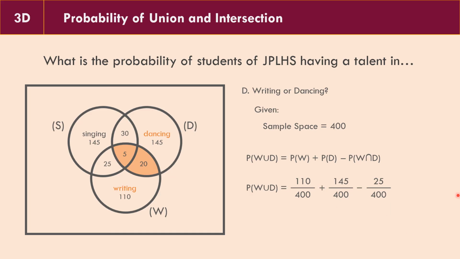So let us solve. 110 plus 145 minus 25, the answer is equal to 230. And copy the denominator, 400. And then the lowest term, tanggalin natin 0 para mabilis. So it means the probability of writing or dancing is equal to 23 over 40.